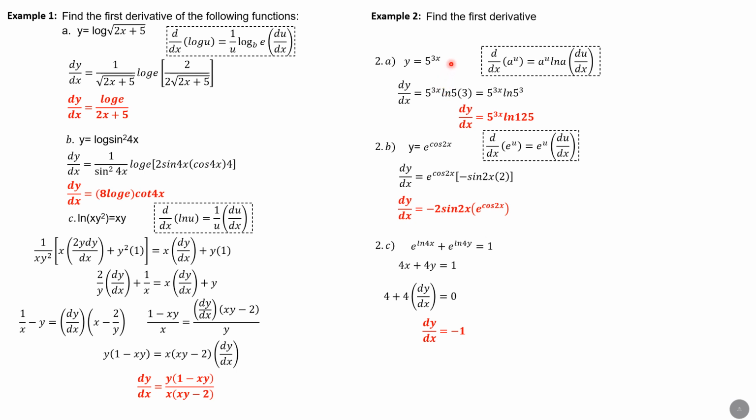find the first derivative of the following functions. So we have exponential functions. Y is 5 to the 3x. Letter B, y equals e to the cosine 2x. Letter C, e to the ln 4x plus e to the ln 4y equals 1. So we use identities here to simplify the derivatives. So for exponential function, this is the guide. Derivative of a to the u is a to the u ln of a du dx.